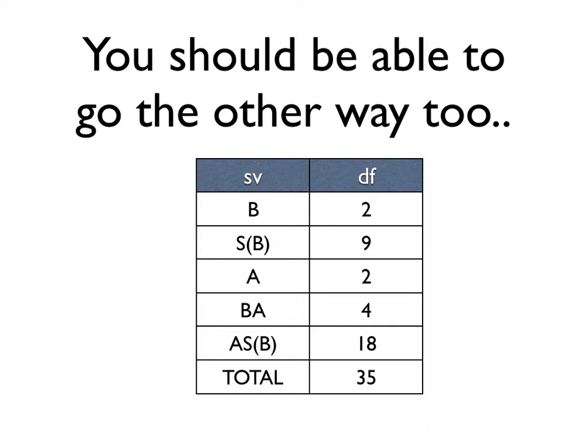Oh, I could have just left that. And how many levels of A do we have? 3. Also, do all levels of A occur with all levels of B? Well, yeah, because of the B by A interaction. It doesn't say B within A or something crazy like that, right?